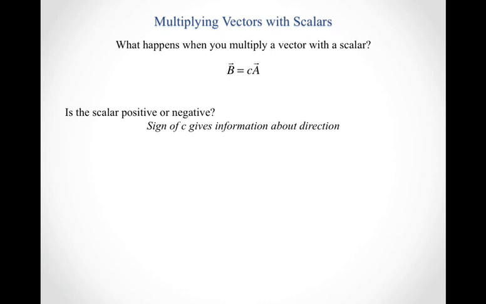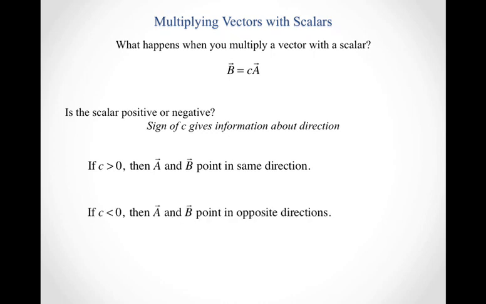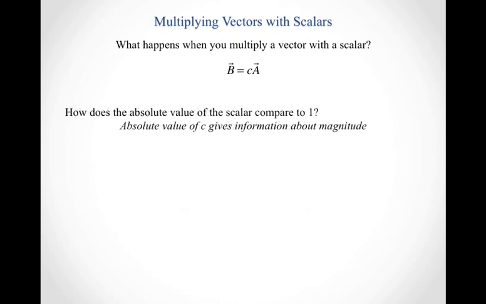If I want to think about the direction vector B points relative to the direction of vector A, the sign of that scalar c is going to tell me what I need to know about direction. If c is positive, if my scalar value is positive, then vectors A and B point in the same direction. On the other hand, if c is negative, then A and B point in opposite directions.